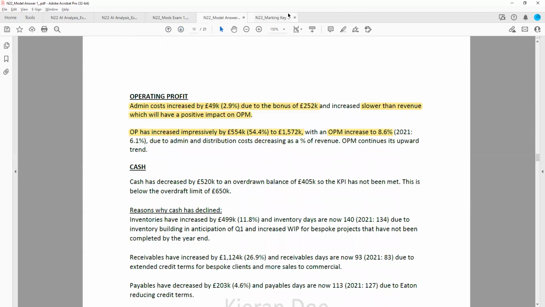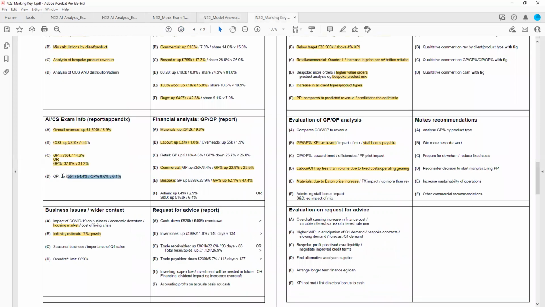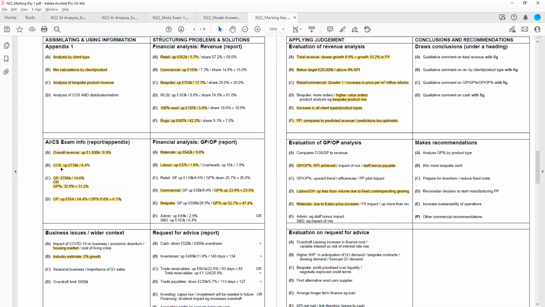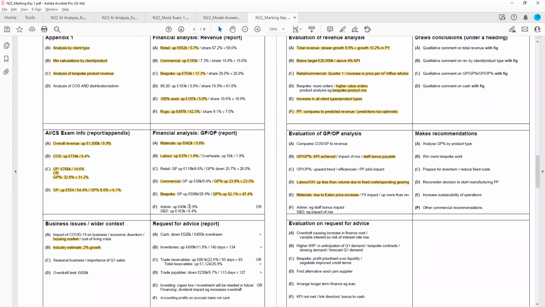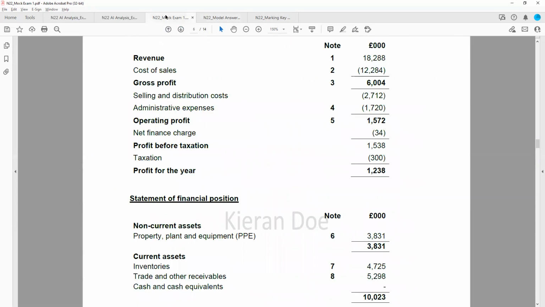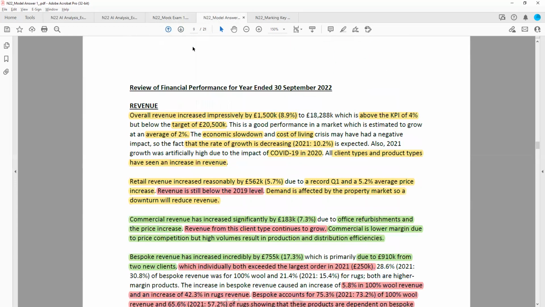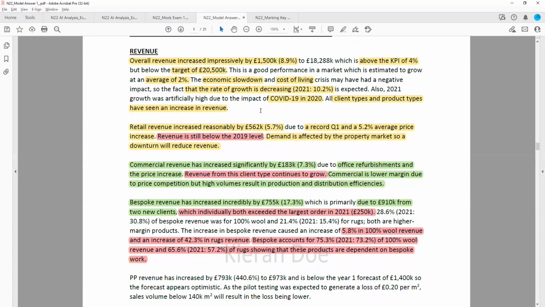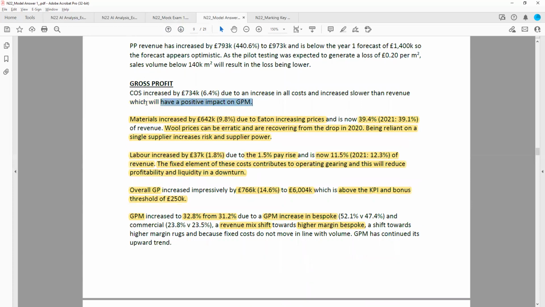So then we've included that there, and you can see, having the operating profit numbers in the appendix. Then I've analysed admin. I've got the staff bonus impact in there as well, commented on the operating profit margin. And actually, when I did my overall cost of sales, then I included that point comparing it to revenue growth as well. Costs have gone up, increased slower than revenue, so positive impact on the gross profit margin.